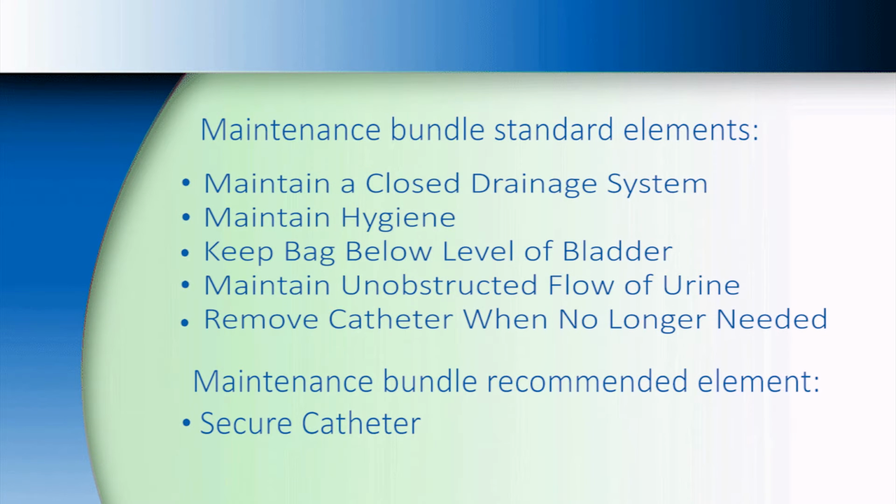The CAUTI SPS Prevention Bundle is a two-part bundle intended to prevent catheter-associated urinary tract infections. The CAUTI Maintenance Bundle component of the CAUTI SPS Prevention Bundle includes 5 standard elements as well as 1 recommended element. In this video, we will walk through the steps for completing the standard elements of the Maintenance Bundle.